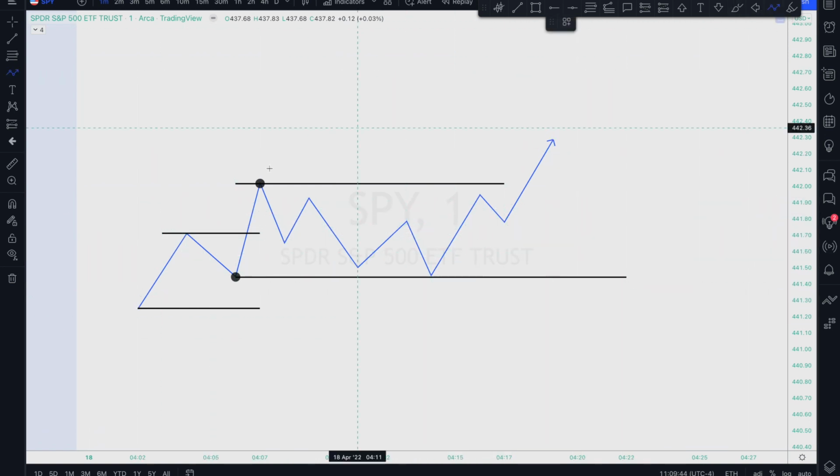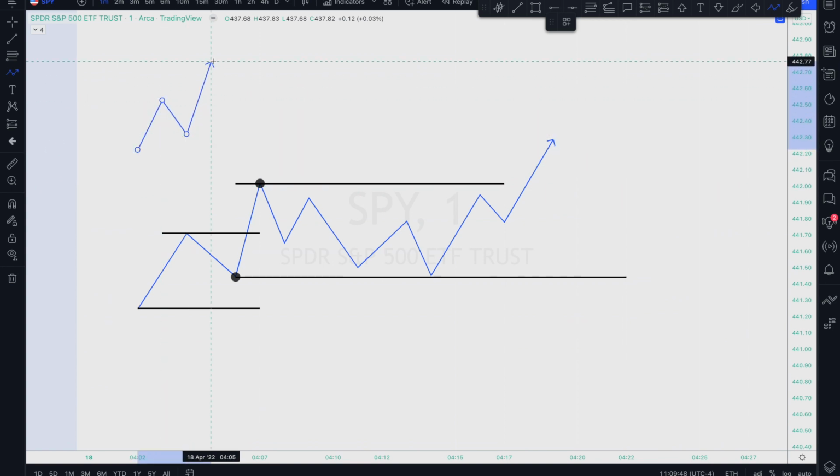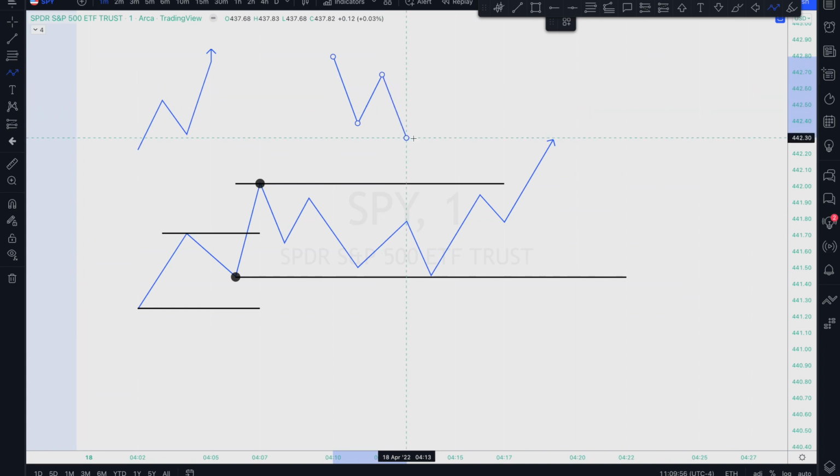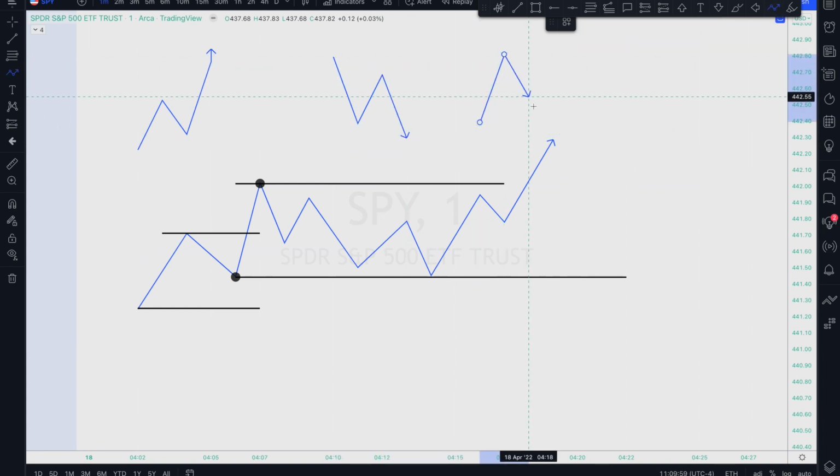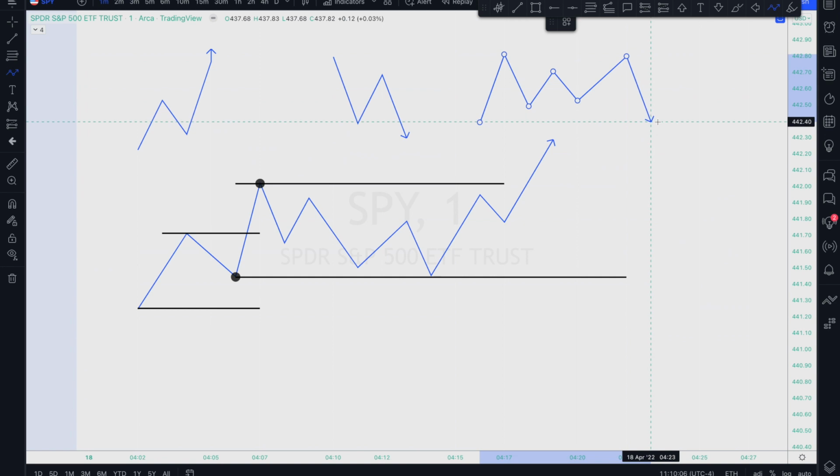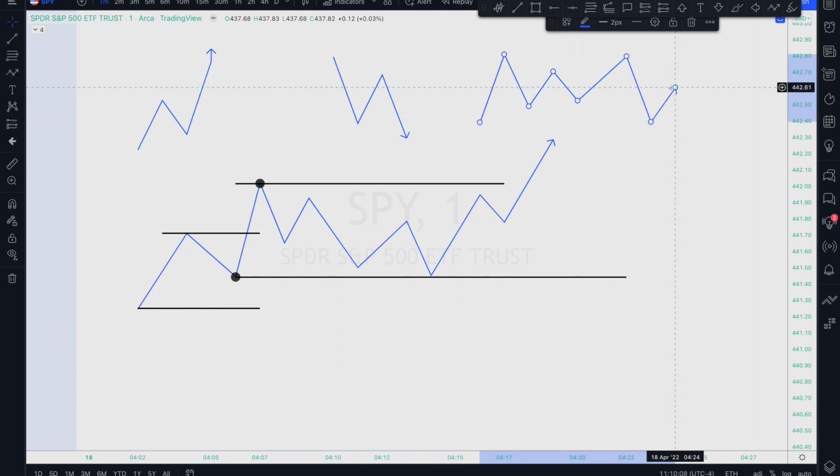We have the uptrend, we have the downtrend, and we have the range market. And as long as the highs and lows aren't broken, we're in that range.